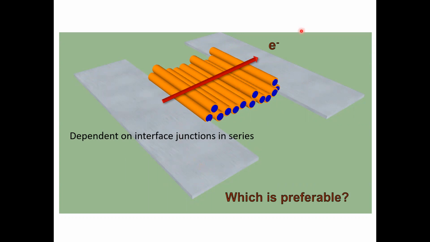Some people would argue this is preferable as opposed to the other one, because this will give you a high resistance, so you will get a larger drop in resistance, increasing your sensor response.